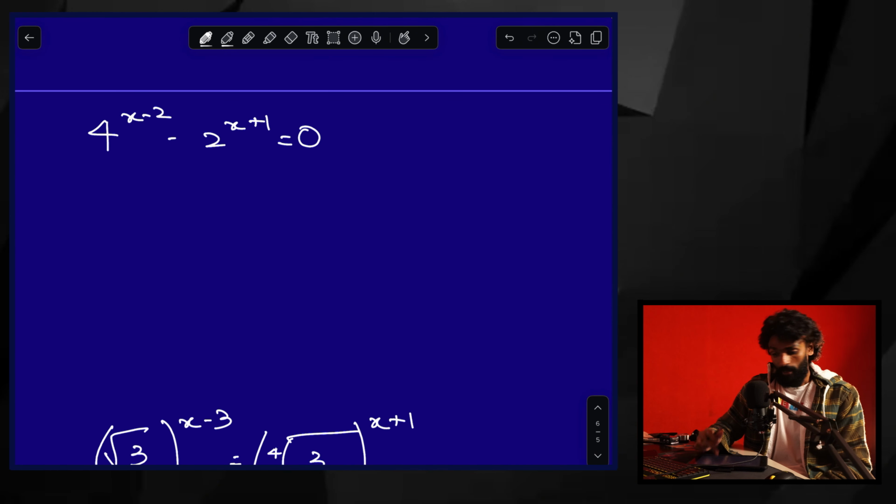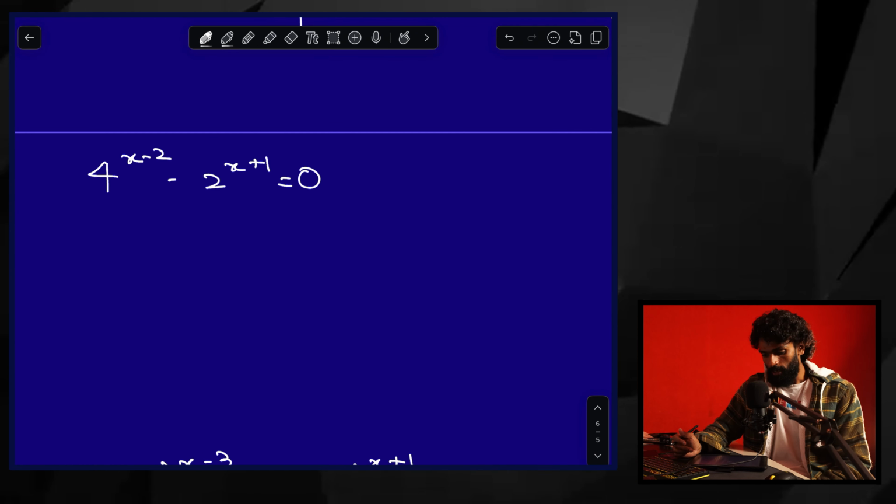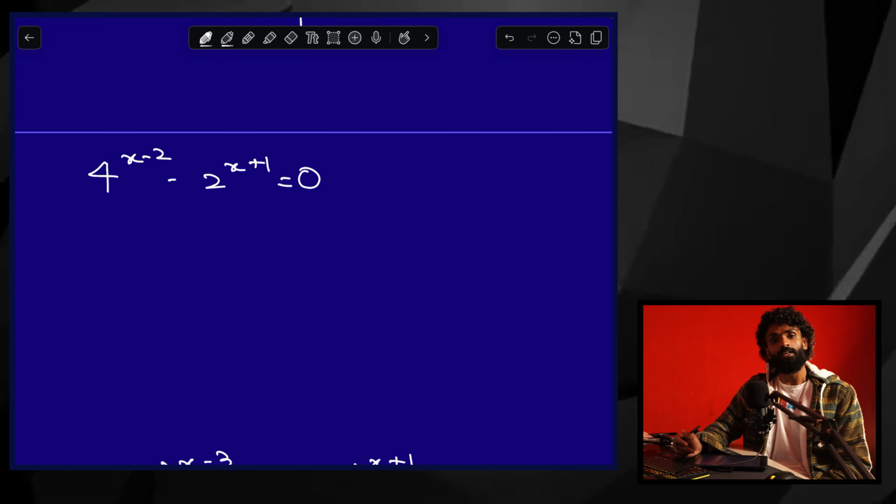We'll take another question. This is a lovely question. If you focus here, the right hand side is a 0.